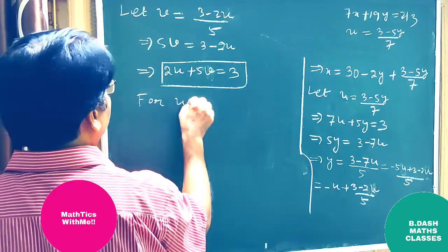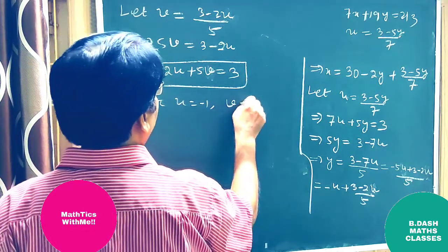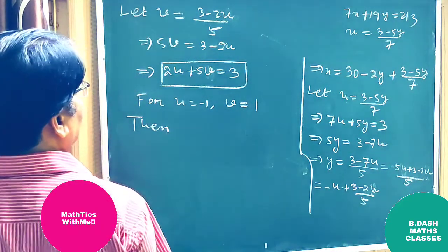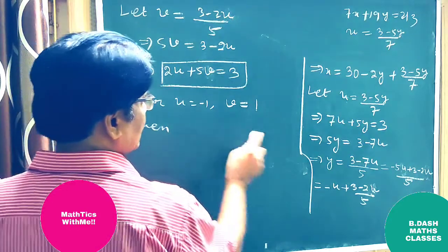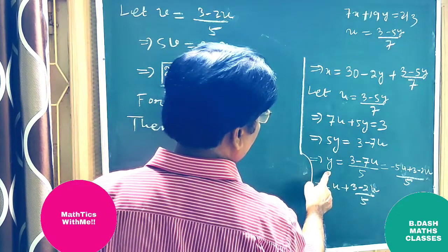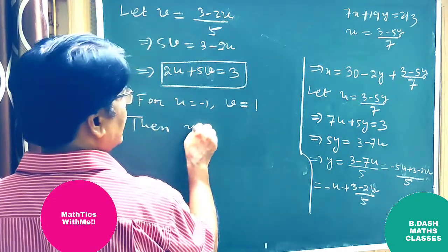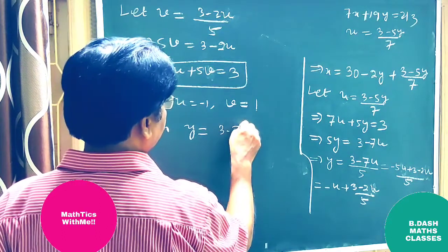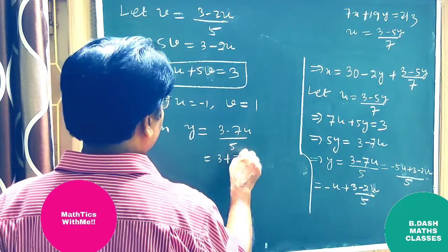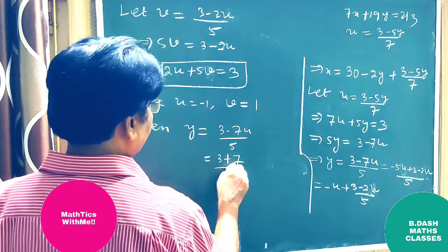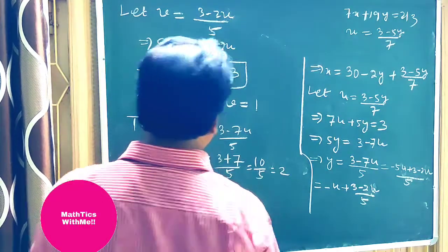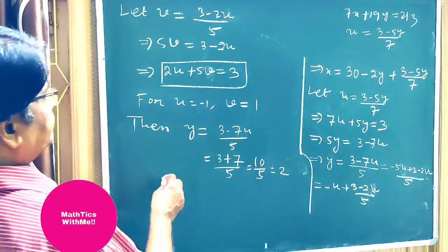For u is equal to minus 1, we get v is equal to 1. Then here we can get the value of y. Then y is equal to (3 minus 7u)/5, which is (3 plus 7)/5, because u is minus 1, which is equal to 10 by 5 is equal to 2. So y is equal to 2.